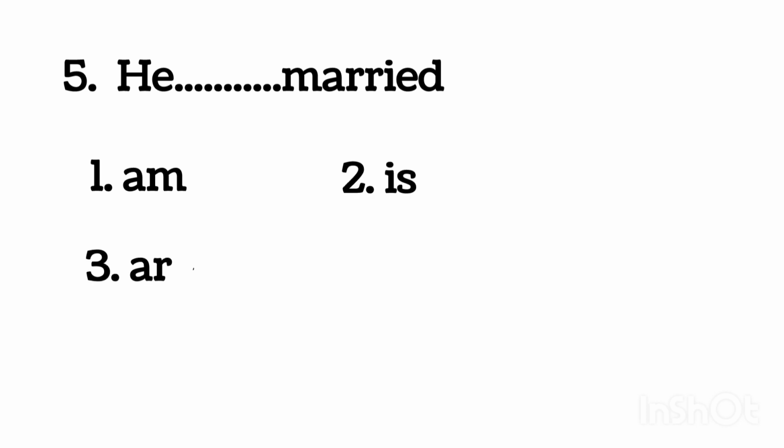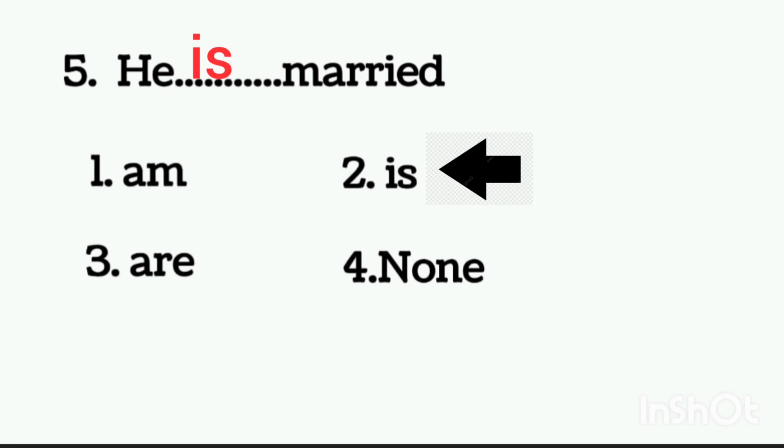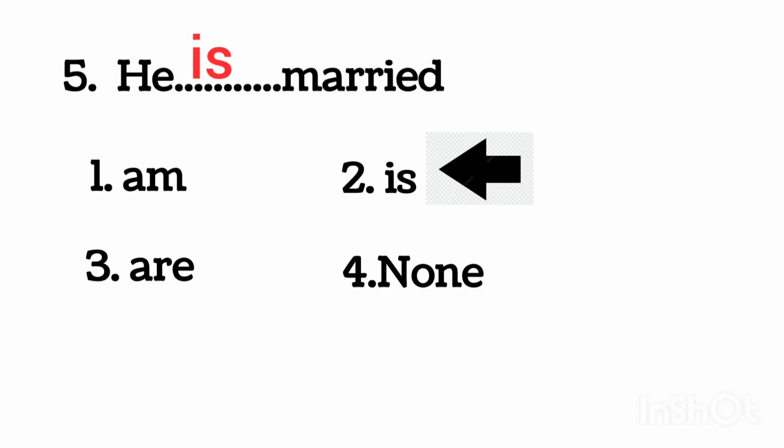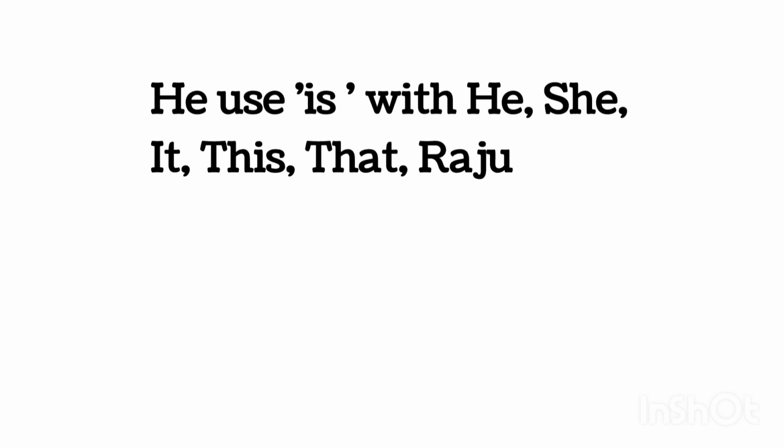He dash married. Am, is, or none. He is married. We use is with he, she, it, this, that, Raju.